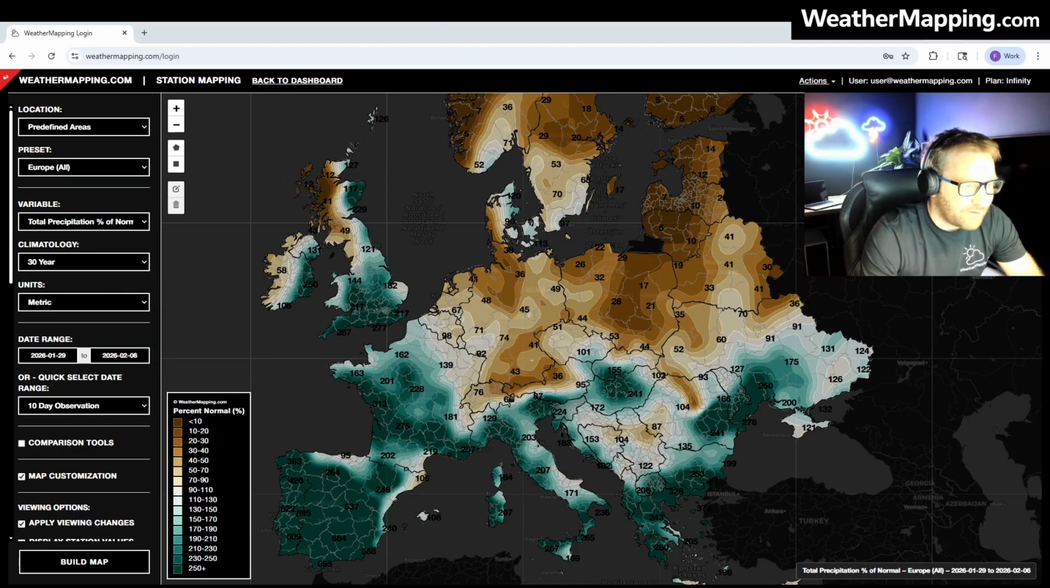The key takeaway from this map is contrast. Over the last 10 days, Southern Europe's been significantly wetter than normal. Northern and Central Europe have been notably drier. Percentage of normal precipitation makes that contrast immediately clear by putting rainfall in its proper climatological context.